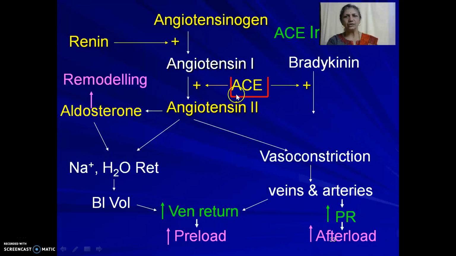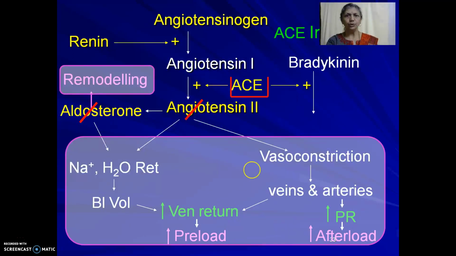So if we give ACE inhibitors, what do they do? They will not allow angiotensin converting enzyme to work. That means they will not allow angiotensin 1 to be converted into angiotensin 2. And if angiotensin 2 is not formed, we will not get release of aldosterone as well. And therefore, these unwanted actions, vasoconstriction, sodium water retention, as well as remodeling, will be prevented. And these agents have been shown to even reverse remodeling which has occurred before we start patients on ACE inhibitors.